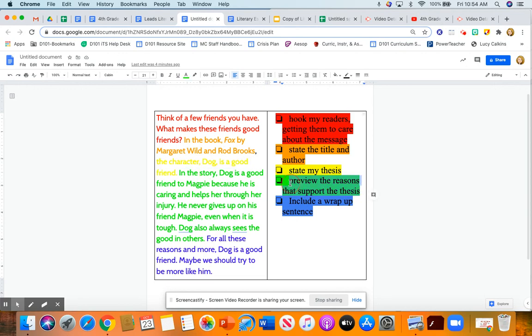Next are your reasons to show why Dog is a good friend. In the story, Dog is a good friend to Magpie because he is caring and helps her through the injury. He never gives up on his friend Magpie, even when it's tough. Dog also sees the good in others.